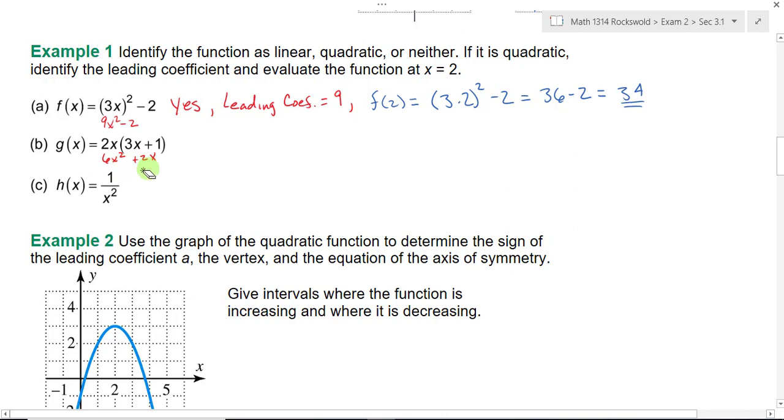Now, is this a quadratic function? It's easier to see once you multiply. It is a quadratic function. What is our leading coefficient here? It's 6. And now we need to find g of 2.